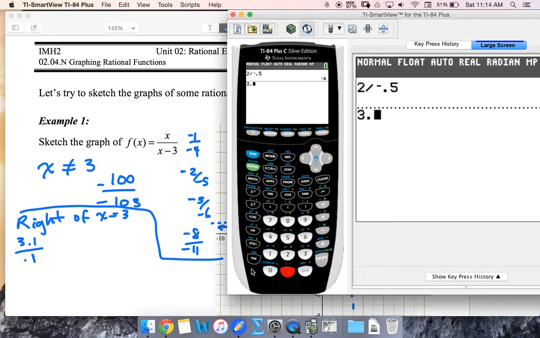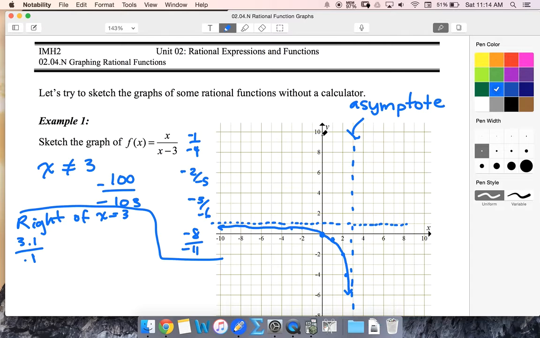So let's look here. 3.1 divided by 0.1 is going to give me 31. So I'm starting up very high and very positive, but then as soon as I hit 4, now I'm going to have 4 divided by 1, which would be 4. If I think about 5, I would have 5 divided by 2, that's 2.5. 6 divided by 3 is 2. So again, let's think about getting bigger.